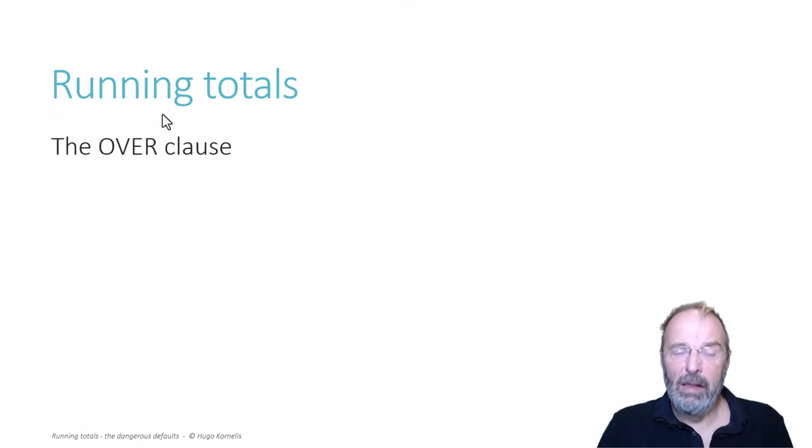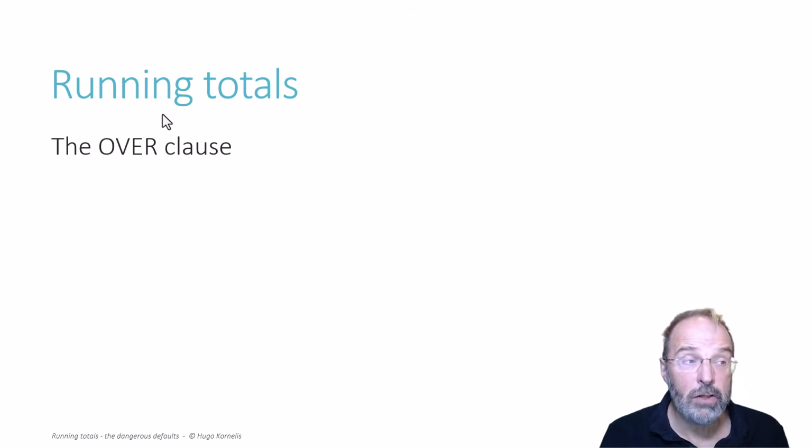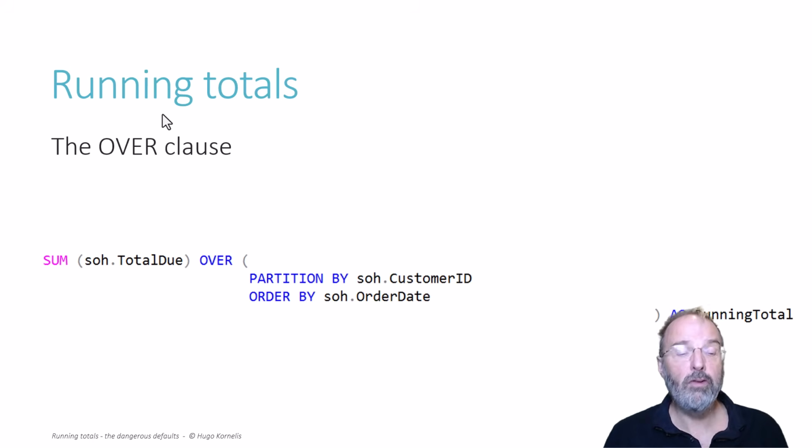Let's look in detail at the over clause. The over clause is what makes, for instance, running totals and a lot of other things possible. So for running totals, you could, for instance, do this: the sum of a column, and then you specify that we need to reset when the customer ID column changes, and that within customer ID the data must be ordered by order date for the computation of the running totals.